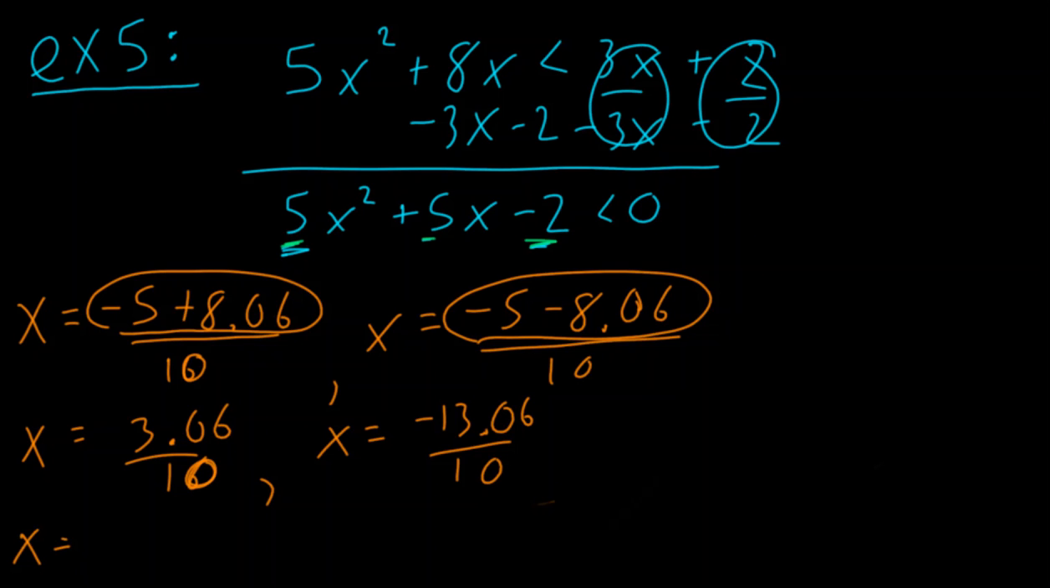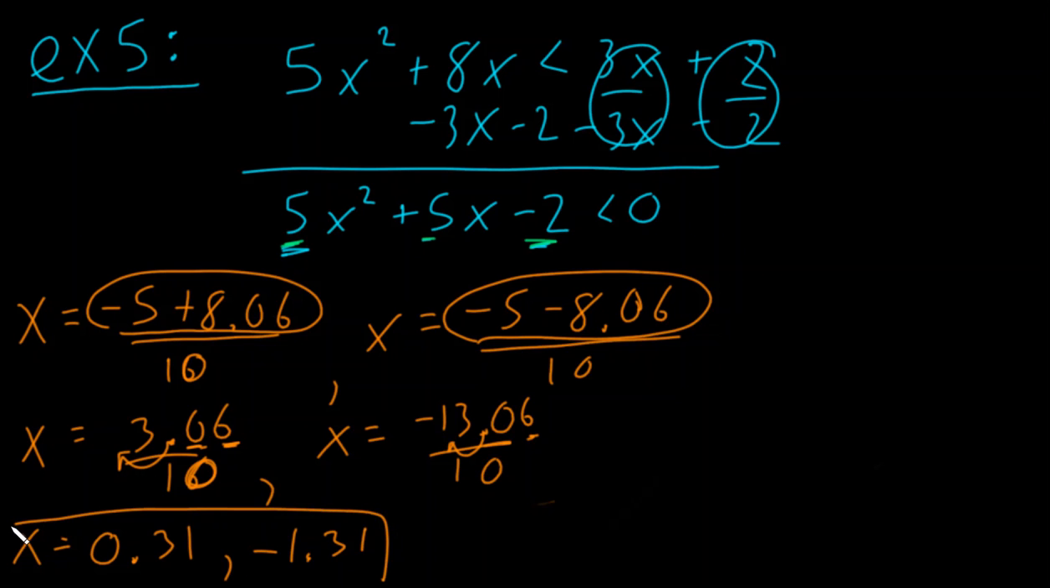When you divide anything by 10, you're always moving your decimal one place to the left. We'd say this is 0.3, and let's take that 6 and round the 0 up to a 1, comma, and here, if I move the decimal one place to the left, I get negative 1.3, and I'll take this 6 and round that 0 up to a 1, and there are my two x-intercepts.